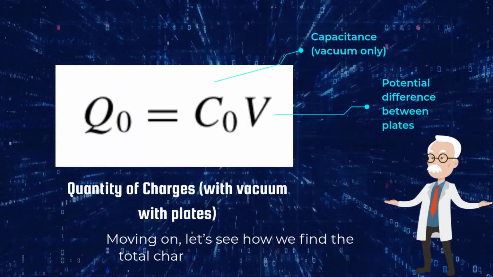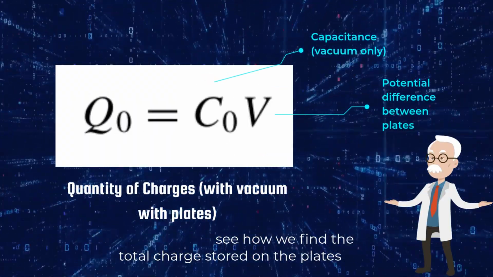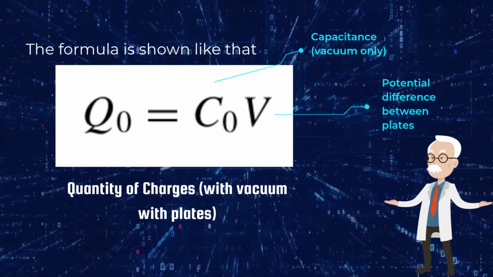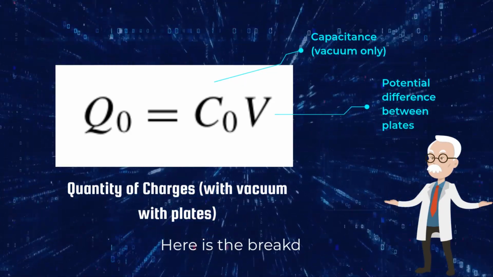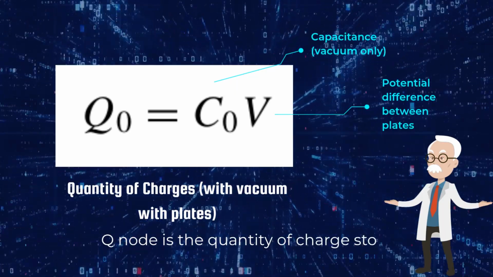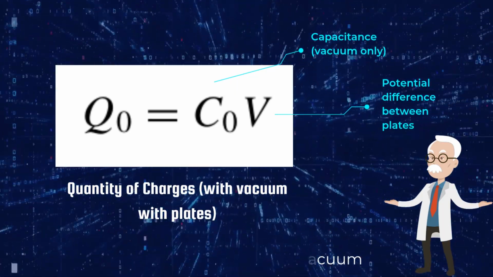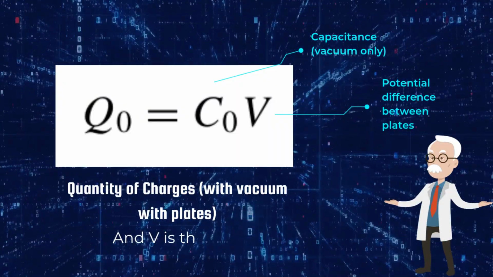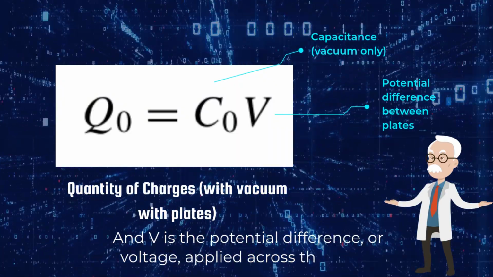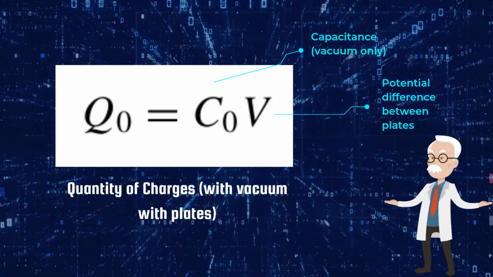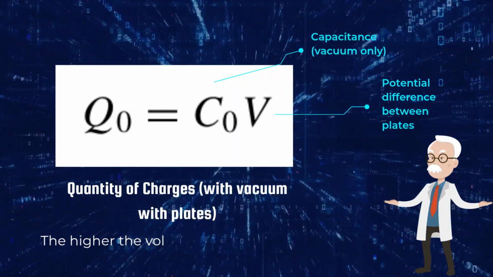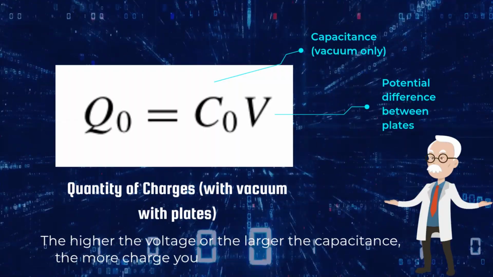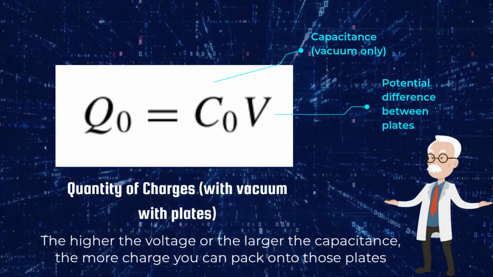Moving on, let's see how we find the total charge stored on the plates. The formula is shown like that. Here is the breakdown. Q₀ is the quantity of charge stored when there is only a vacuum. C₀ is the vacuum capacitance we just calculated. And φ is the potential difference, or voltage, applied across the plates. Simply put, the higher the voltage, or the larger the capacitance, the more charge you can pack onto those plates.